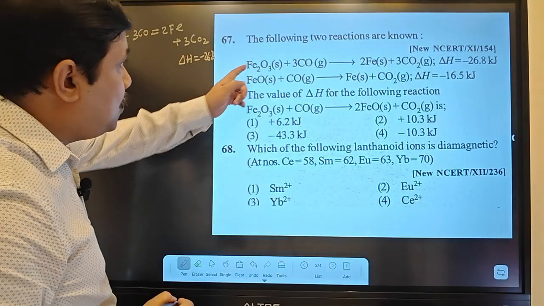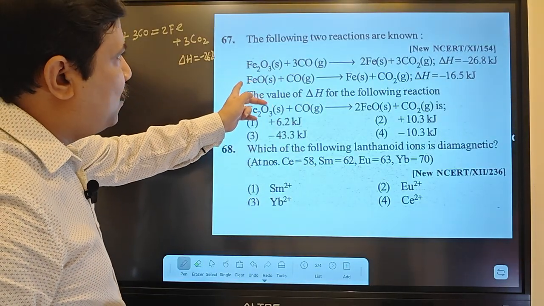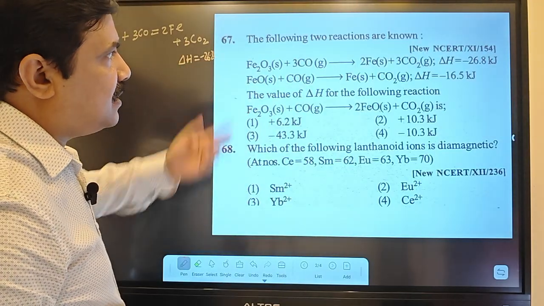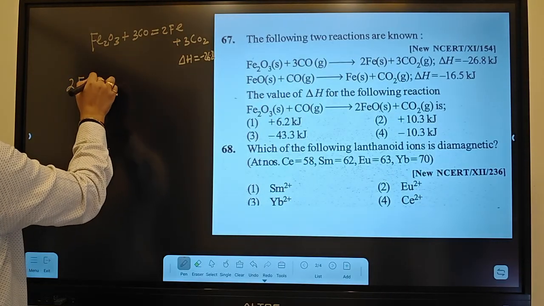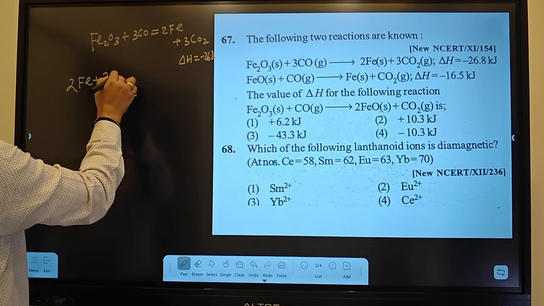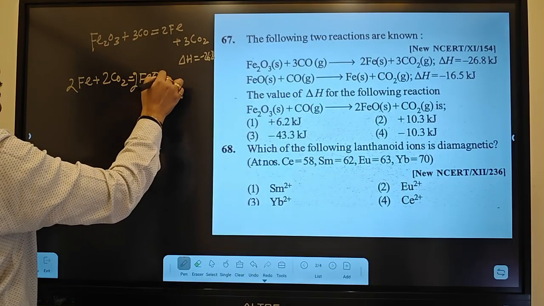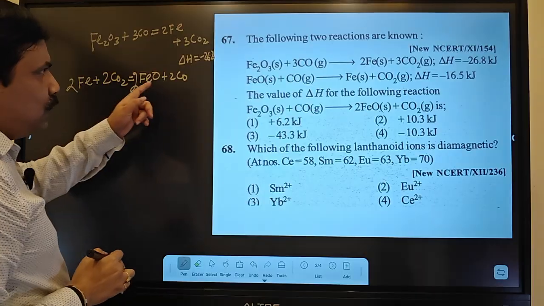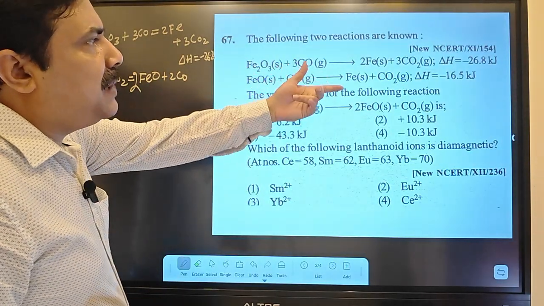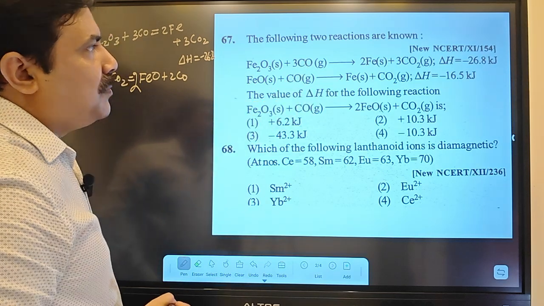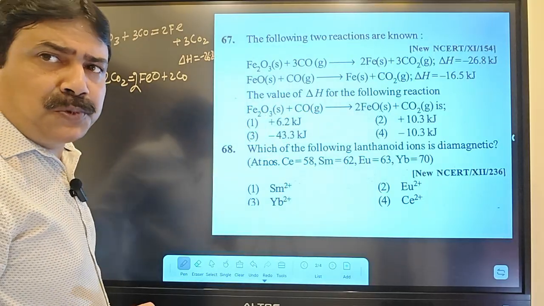Next, I have to go from Fe2O3 to FeO. Now I am multiplying the second reaction by 2 and taking it in the reverse direction. Then what can I write? 2Fe plus 2CO2 is converting to 2FeO plus 2CO. Reverse direction means positive, multiplied by 2 means 16.5 into 2, because delta H is an extensive property. If mass increases, the number of moles increases, and it also increases proportionately.